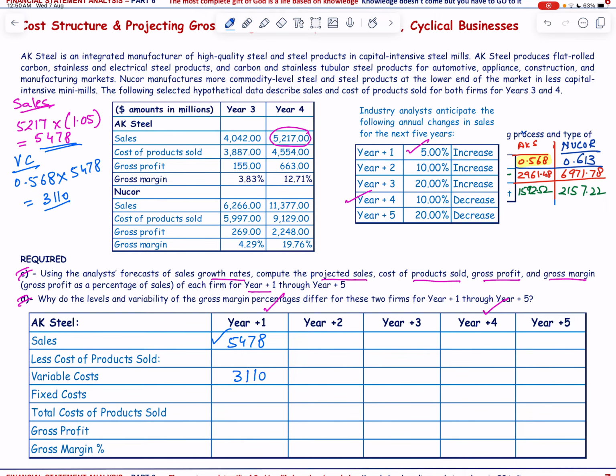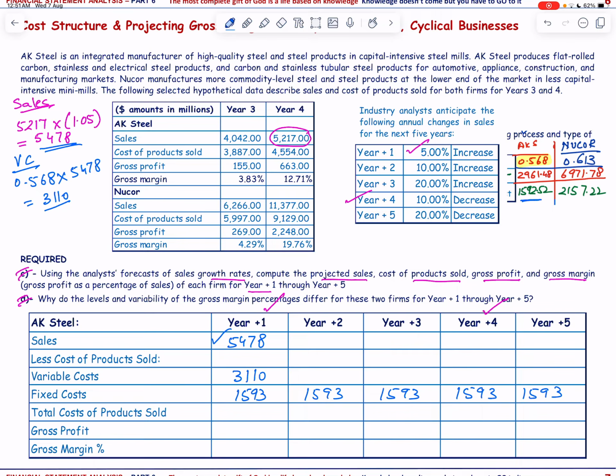The fixed cost is fixed and it is not going to change, and we have calculated it, you can recall, the fixed cost was 1593. We can take it as 1593, and obviously fixed cost is fixed, it does not change, so it will remain the same whether there is an increase or decrease in the projected sales, it will not change.